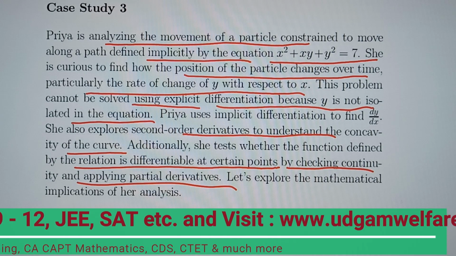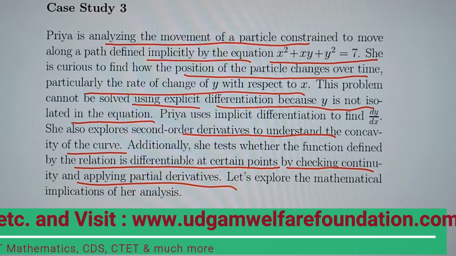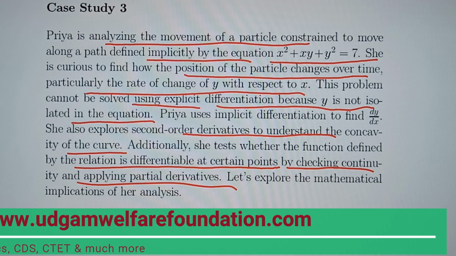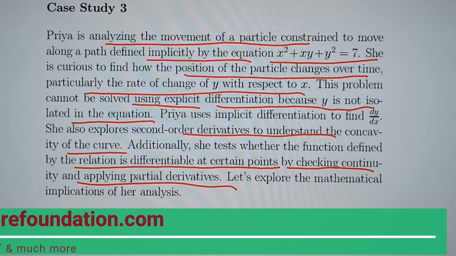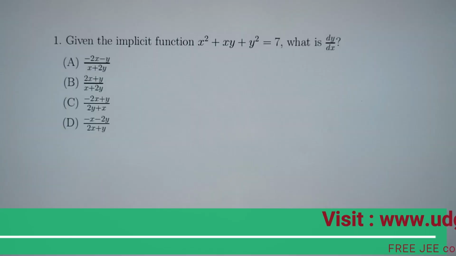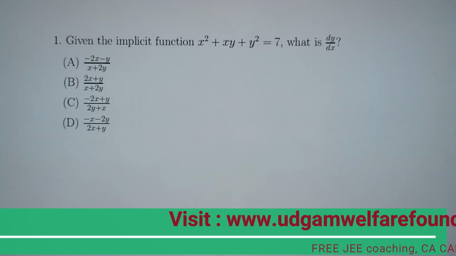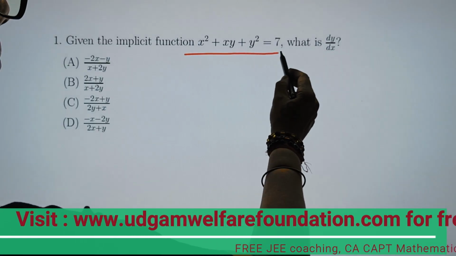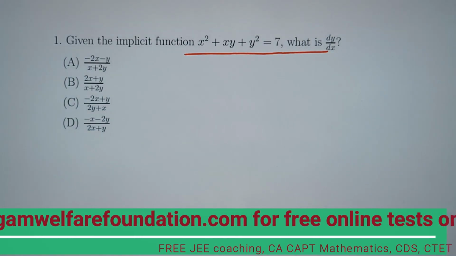Now, on the basis of this particular case study, we are going to discuss 5 MCQs as per the board standards. Now, let's move forward and discuss our first problem on this case study. So students, this is our first question on this case study. Given the implicit function x square plus xy plus y square is equal to 7, what is dy by dx?